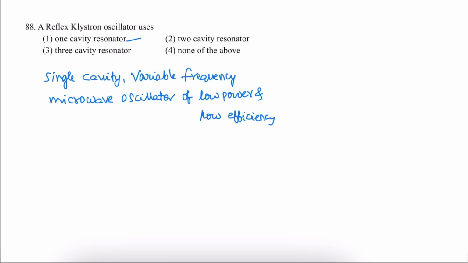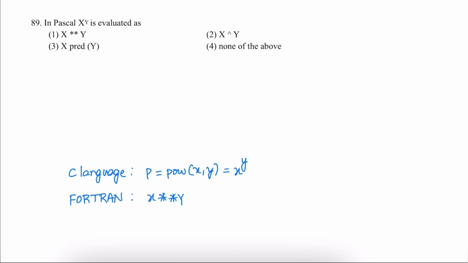Correct option is 1. Question 89. In Pascal, x power y is evaluated as none of those, because in C language x to the power y is given by this instruction p is equal to power of x comma y. In Fortran, x power y is evaluated as x star star y. But Pascal does not provide the operation of exponentiation, that is, the operation of raising a positive number to any power.